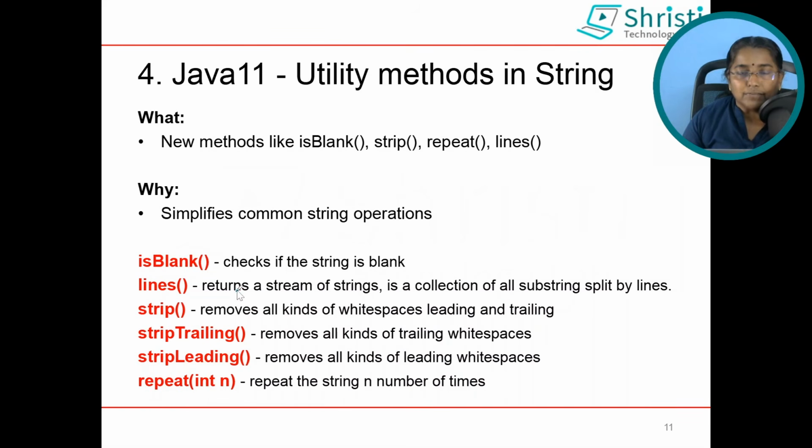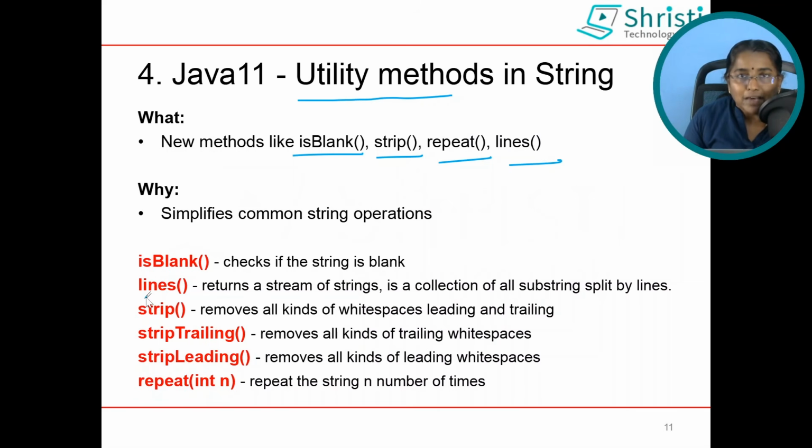This is from Java 11. New utility methods that were introduced in the string class. The methods are isBlank, strip, repeat, lines. I don't even have to tell you what the purpose of these methods are. The name itself is implicit. isBlank is to check whether a string is blank.